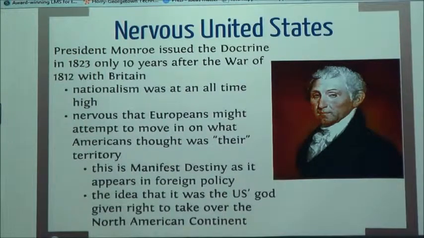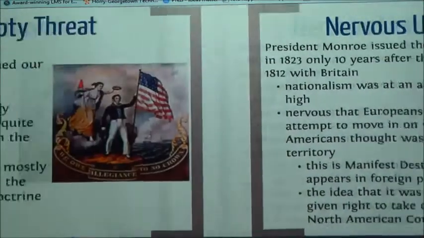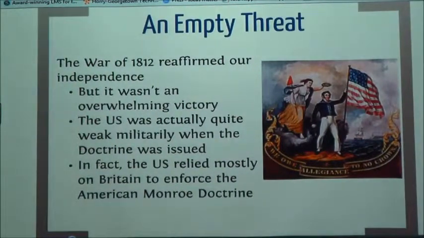The idea is that it was the U.S.'s God-given right to take over the North American continent, and the Monroe Doctrine was sort of calling dibs on the entire North American continent. But it was largely an empty threat.